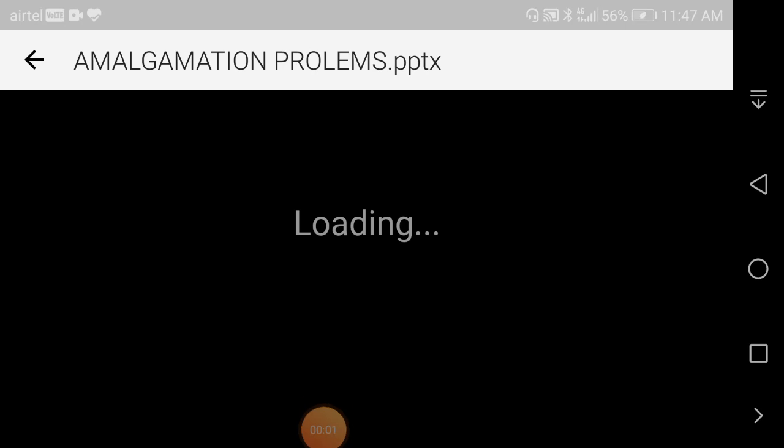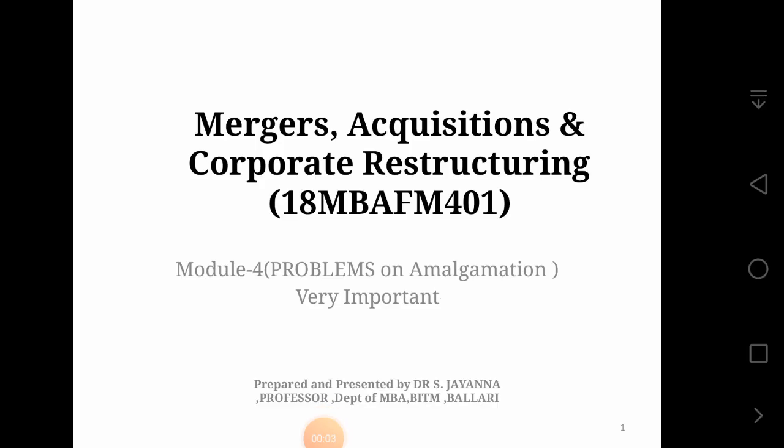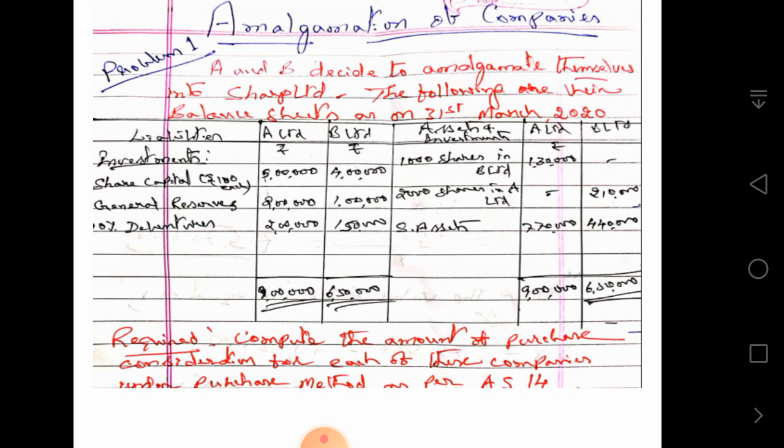Let's start now. Problems. Problem number 1. The problem is as below. A and B decide to amalgamate themselves into Sharp Limited. The following are their balance sheets as on 31st March 2020.